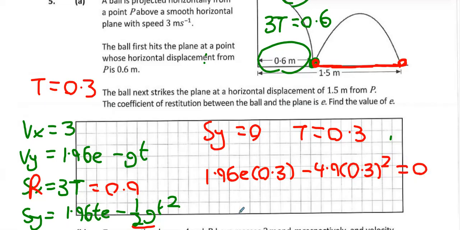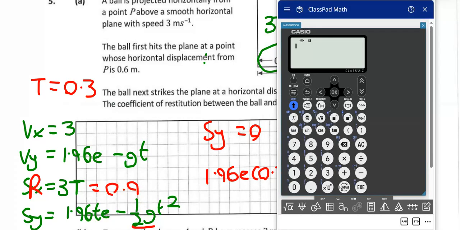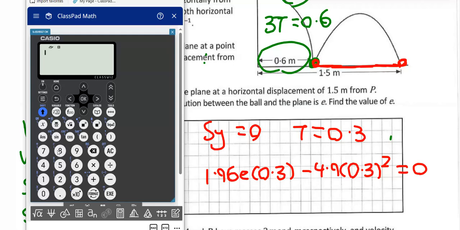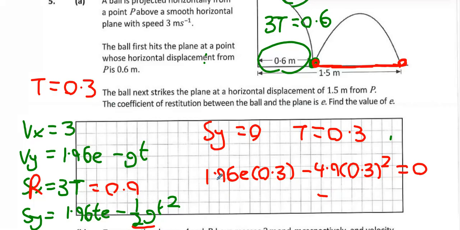Now that equals 0. Now, here we go. 4.9 by 0.3 squared. Yeah, I'll just call it 0.441, is that right? And then, so that, I'm going to bring that over to your side, and I'm going to call it 0.441.